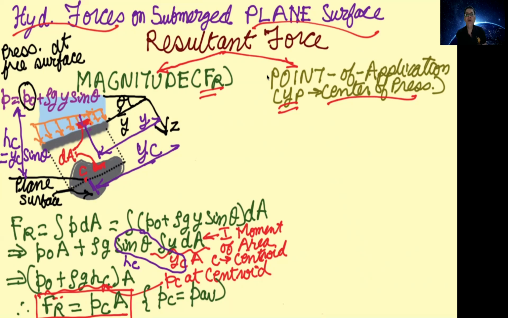Now, next we have to obtain the point of application. To determine the point of application of this resultant force, we know that two parallel force systems are equivalent if they have the same magnitude and if they have the same moment about any point. So what we will do is take the moment of the resultant force and this distributed pressure system with respect to this point, which I will call O.